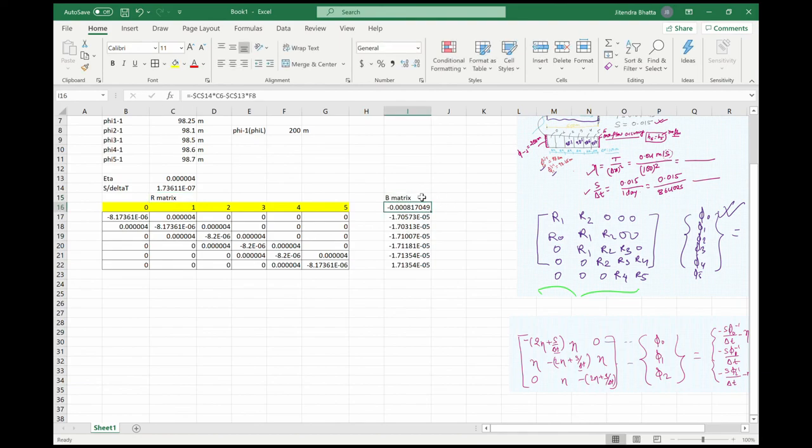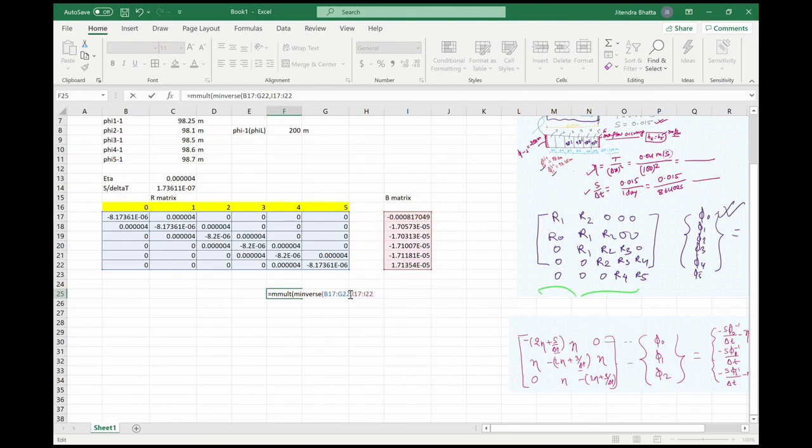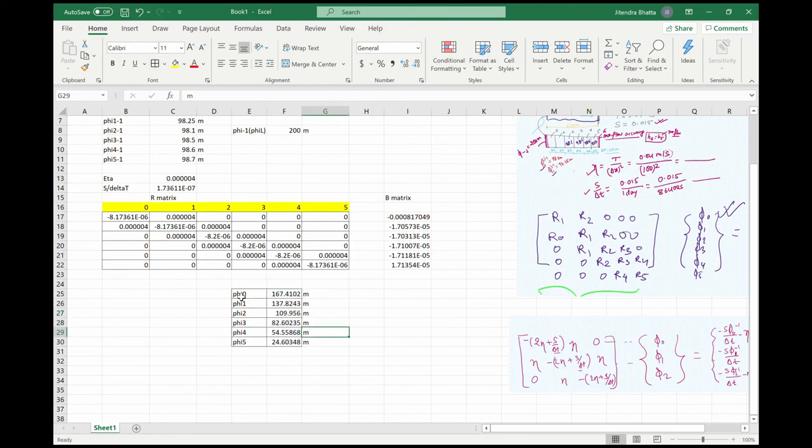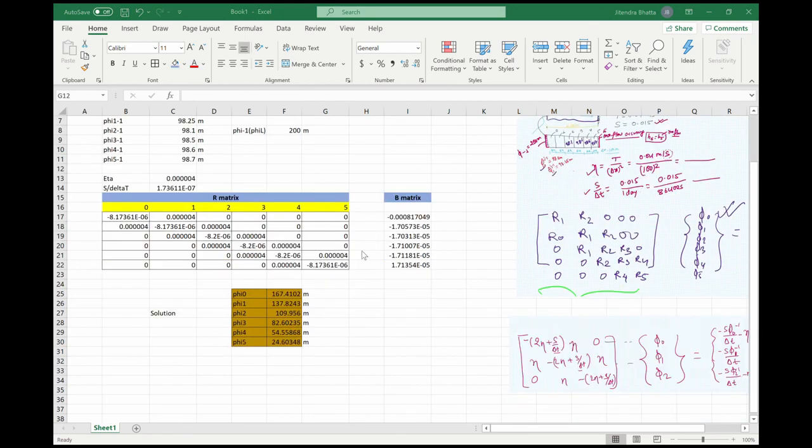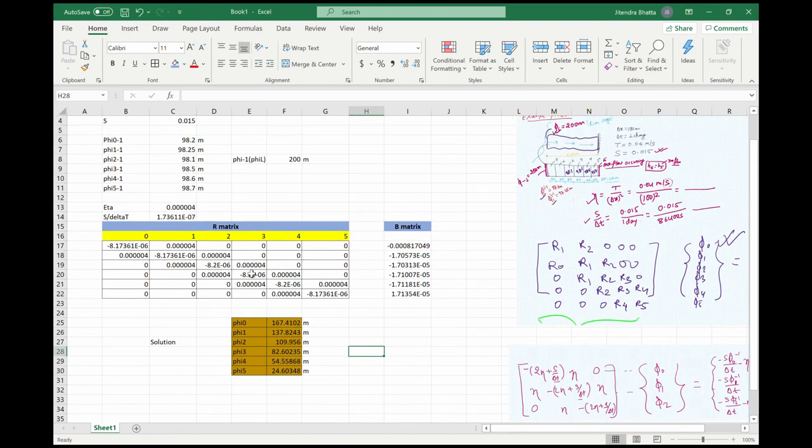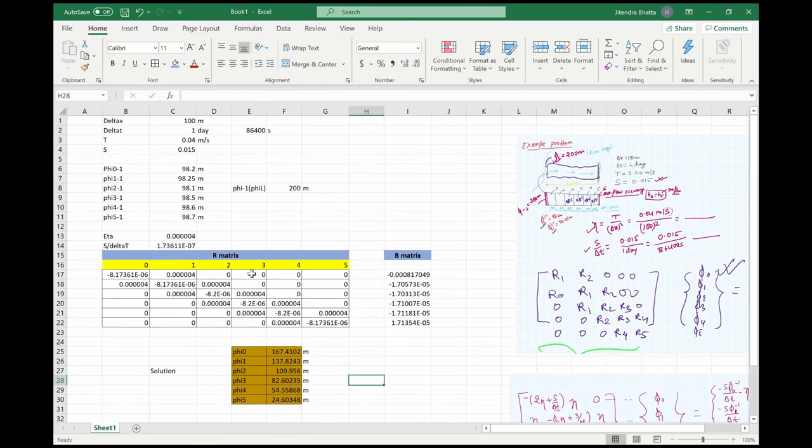We can solve this if you want to. Our solution will be equal to M inverse, this matrix, times this one. So these are our values here. This will be in meters. So this is how you obtain your potential heads at different locations. Here we have our solution, which are these values here. In your examination, you may be given a problem like this, but the matrix may be only a 3x3 matrix. So you can solve it using maybe the Gauss elimination method or Gauss-Jordan method, or maybe just your calculator.